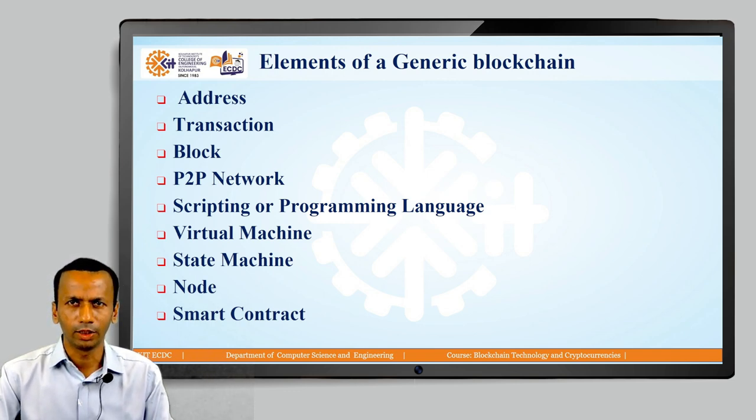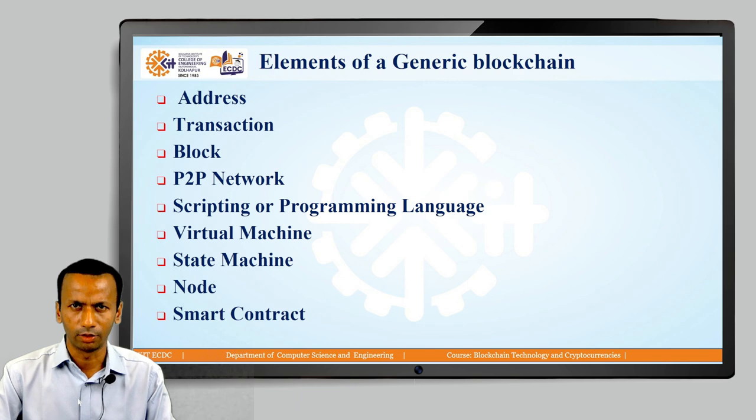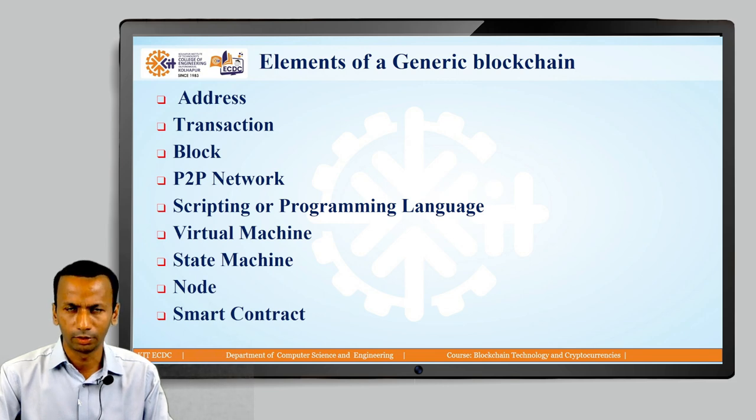Some other components of a generic blockchain: the P2P network, the peer-to-peer network, as we discussed earlier. It is a blockchain network where all the nodes are capable of sending and receiving messages to each other without any intermediaries. Then the next one is scripting and programming languages. We use the scripting and programming language for writing smart contracts. Smart contracts are used for writing the business logic. Then the virtual machine, an extension of that scripting language, is used for executing the different transactions.